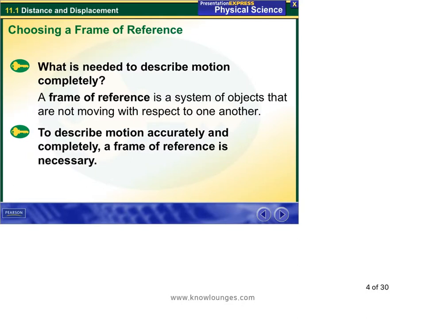One of the key questions: what is needed to describe motion completely? To describe motion completely and accurately, a frame of reference is necessary. Our definition for the frame of reference: system of objects that are not moving with respect to one another. You may want to pause this video at any time you need to finish writing down the highlighted material and then start it up again.